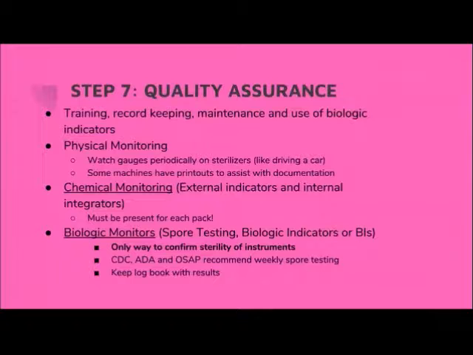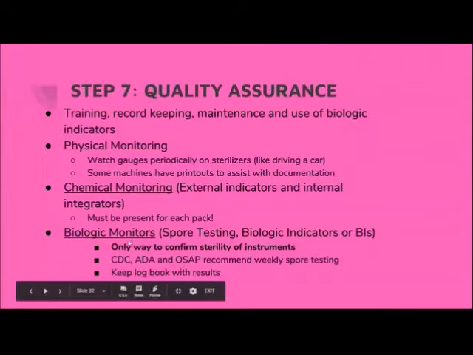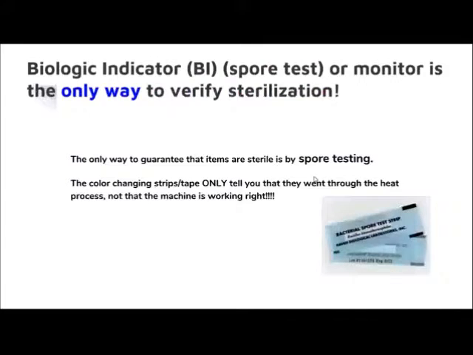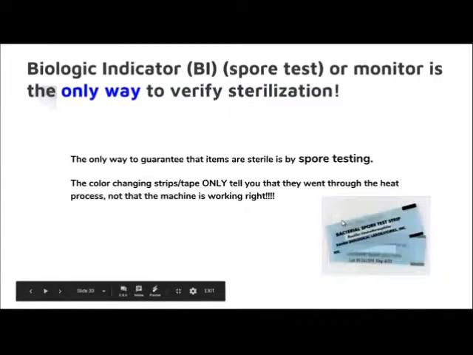So this is the only way to confirm that instruments are sterile, is by using a spore to test the autoclave or other sterilization method. And we do this weekly, and we have to keep the results. So this is what these spore test strips look like.